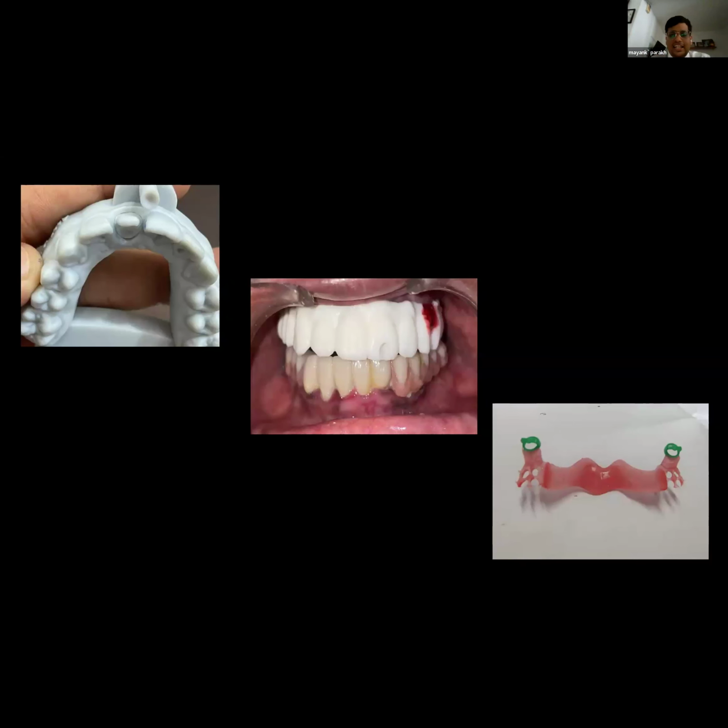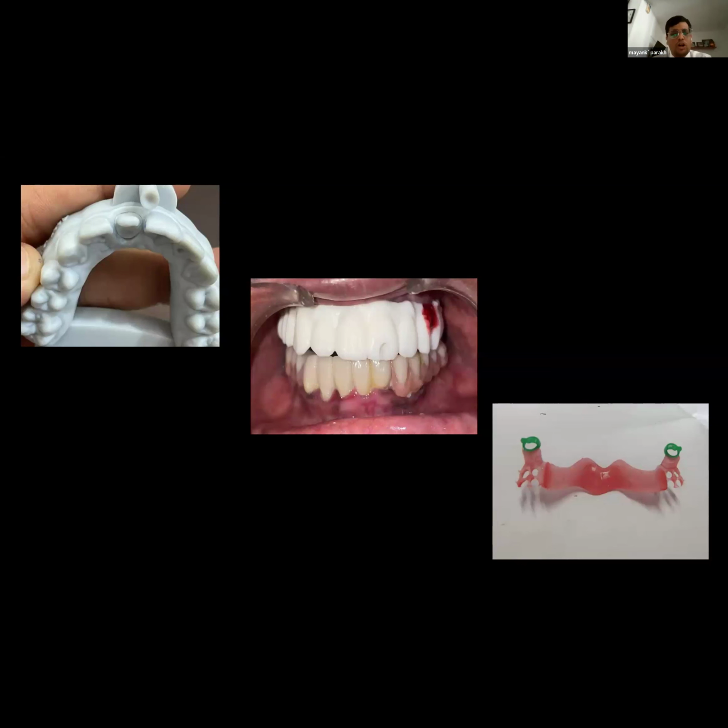So the uses currently for 3D printing are to formulate such casts. As you can see here, this is a central incisor that has been prepared, and we can easily use it to formulate such casts. This is a 3D printed framework that we tried on in one of my consultation practices at VV Dental Hospital.